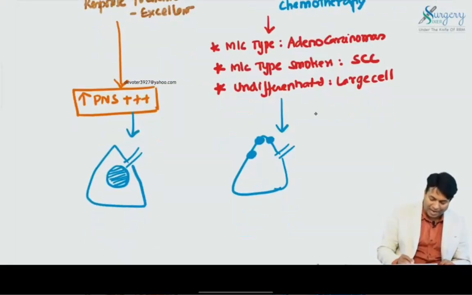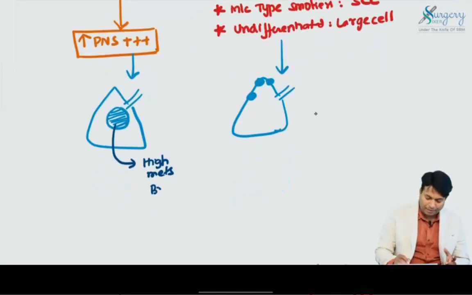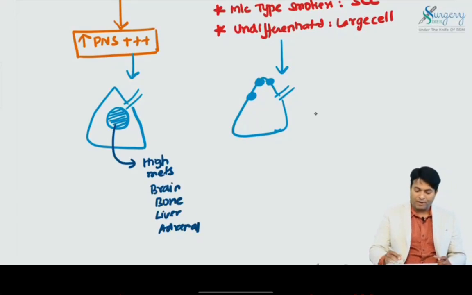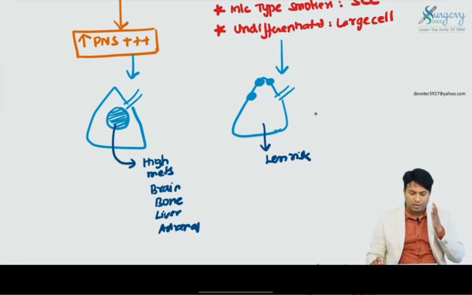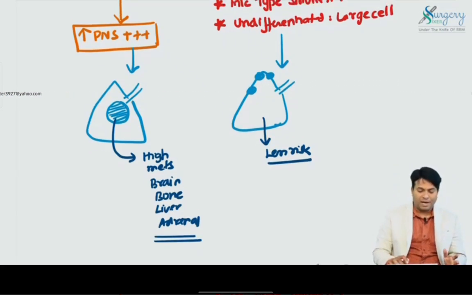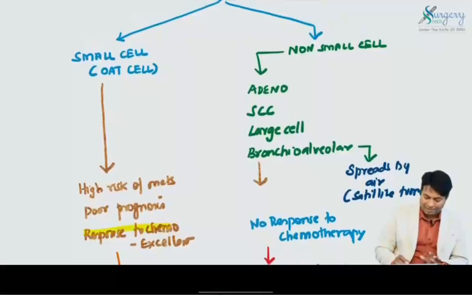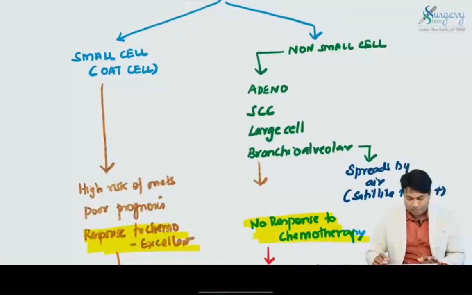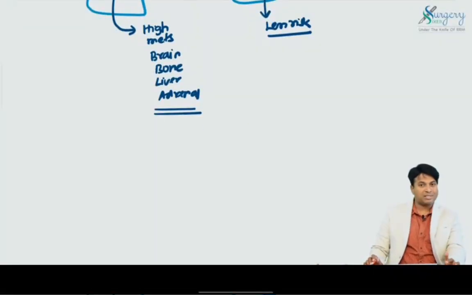Small cell cancers produce high metastatic lesions, high chances of METs. They produce METs to brain, bone, liver, adrenal, everywhere, whereas non-small cell has less risk of METs. There is so much paraneoplastic syndrome in small cell cancer, less in non-small cell. The basic reason we divided them is that small cell tumors have an excellent response to chemo, and non-small cell have no response to chemo. That is the main reason we differentiated them into small cell and non-small cell cancers.